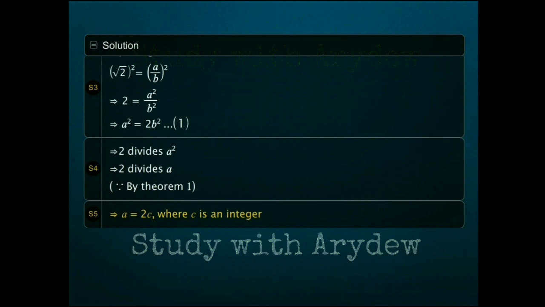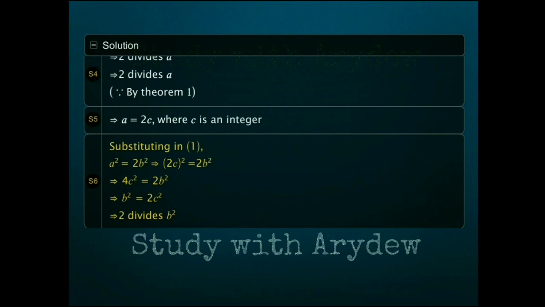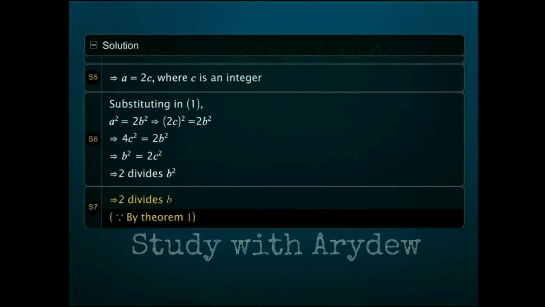As 2 divides a, we can write a equals 2 times c, where c is any integer. Next, on substituting a equals 2c in equation 1 and simplifying, we get b squared equals 2 times c squared, which implies that 2 divides b squared. Now again, from the previous theorem, we can say that 2 divides b.